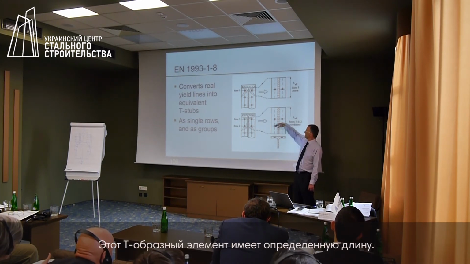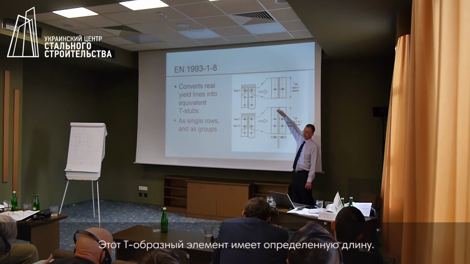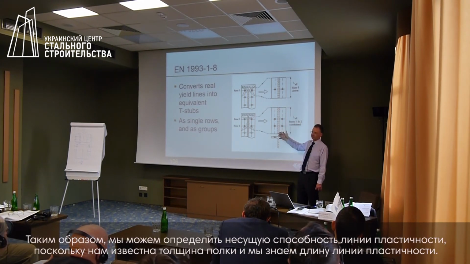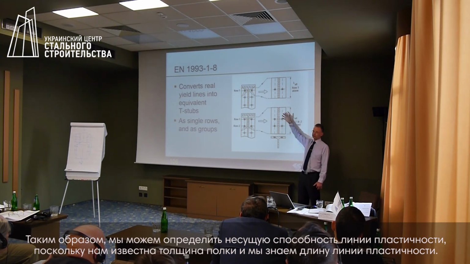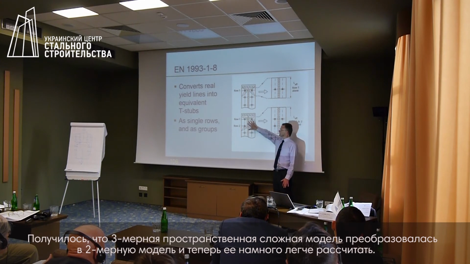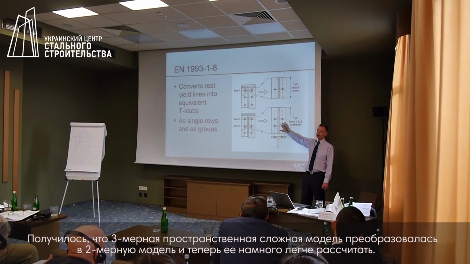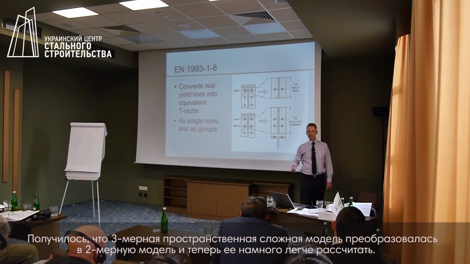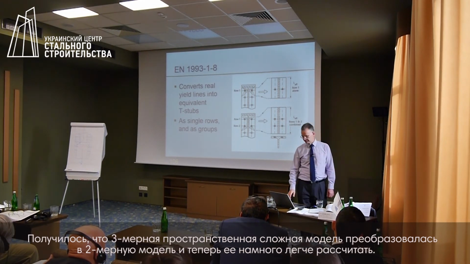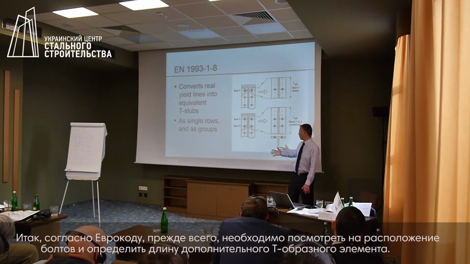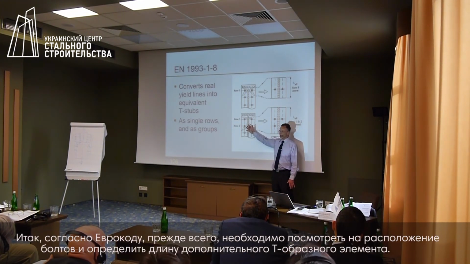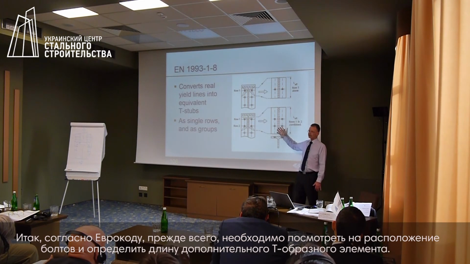This T-stub has a length, so we can calculate the resistance of the yield line because we know the thickness of the flange and we know the length of the yield line. So a three-dimensional difficult problem has been converted to a two-dimensional problem, which is easy for us to calculate. So the Eurocode, first of all, looks at this arrangement of bolts, and we calculate the length of an additional T-stub.